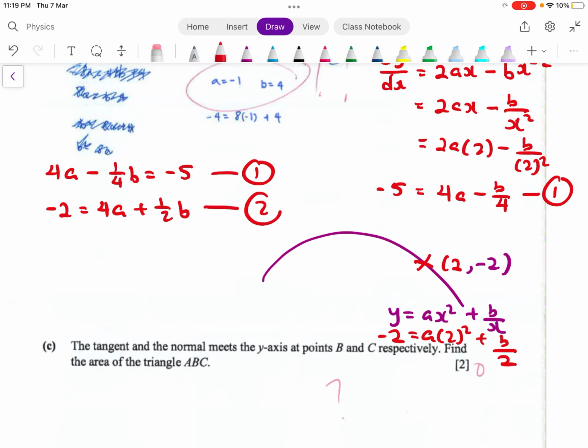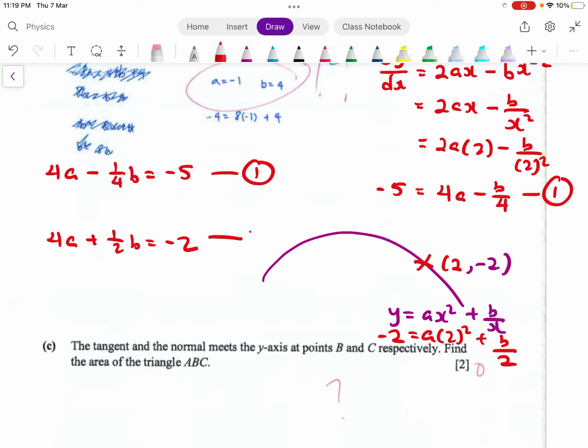Second equation comes out. So with this, I want to solve the simultaneous equations. Maybe I just write equation 2 in this way first, easier to see: half b, negative 2. Okay, so for the second equation, I use the second equation minus the first equation. So of course, half b minus negative 1/4 b will give you 3/4 b. So negative 2 minus negative 5 is positive 3. So my b will be equal to 12 over 3, so b is equal to 4.